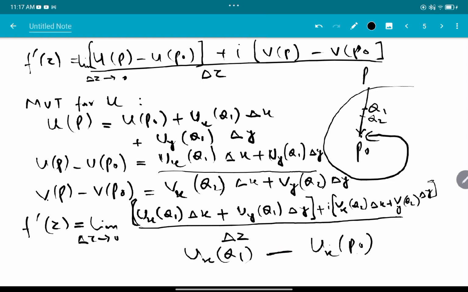Suppose the value of this is, say, 16. But instead of this 16, I am substituting a value that is 12. How much error am I actually committing? The error I am making is 16 minus 12, that is 4.